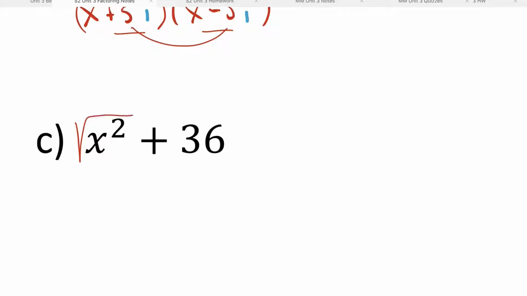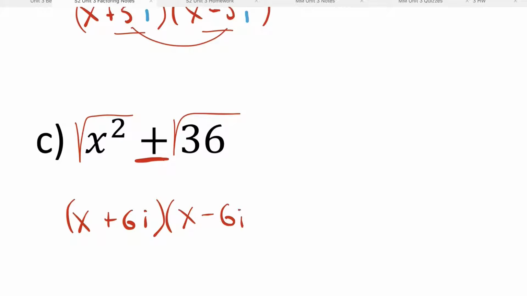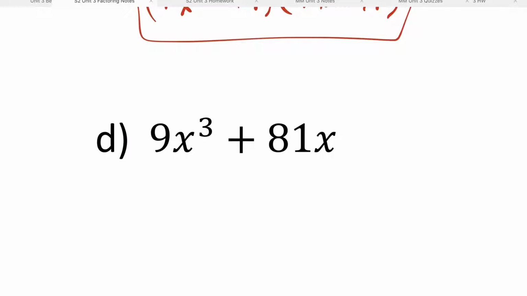Okay, so it's square root, that gives us x plus 6, and because it's a positive, we need to put an i, and x minus 6i. Okay, and then the very last one kind of brings everything together. This would probably be the most difficult sum of perfect squares.